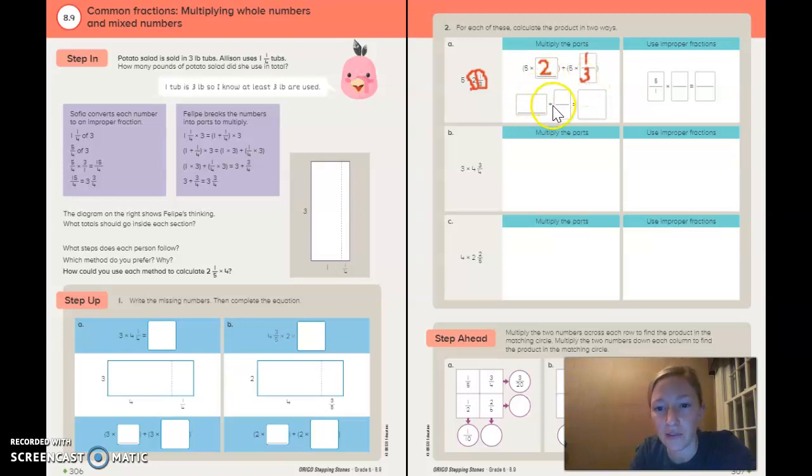So now I have to figure out what they want here. What is the answer to 5 times 2? Well, I know that's 10. Now I have to figure out the answer to what is 5 times 1/3? Well, let's solve for that. I'm going to put it over 1 and multiply straight across. 5 times 1 is 5. 1 times 3 is 3. 5/3.